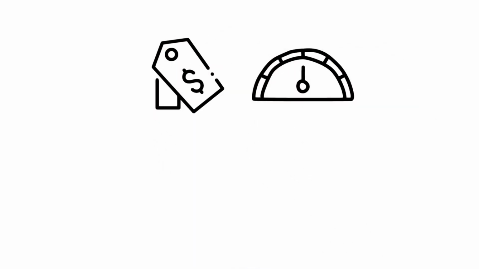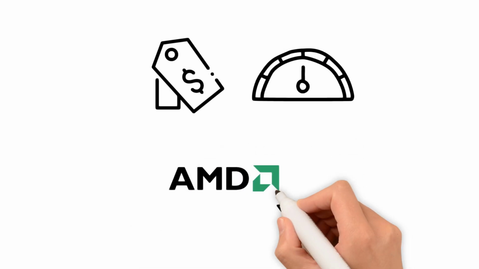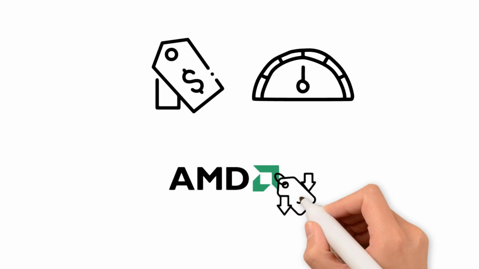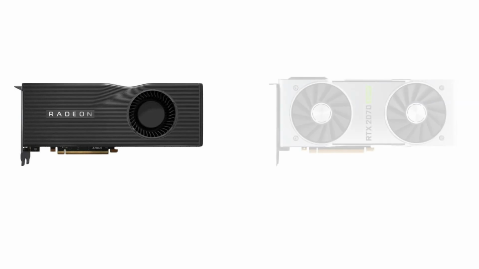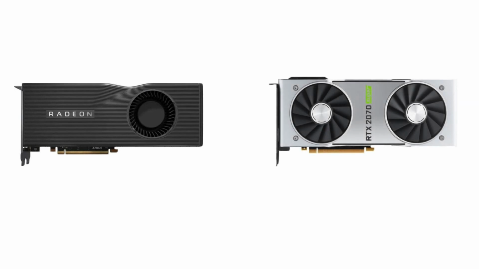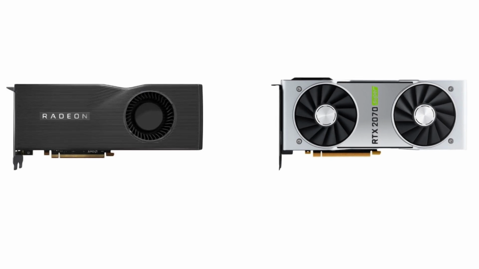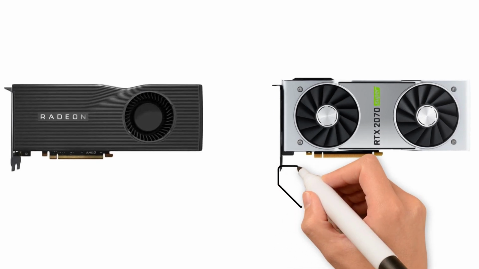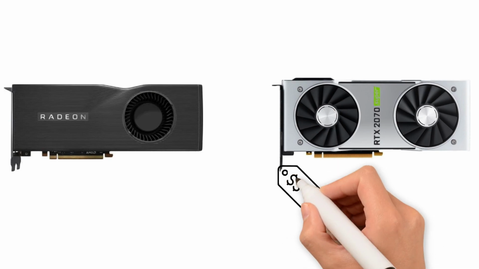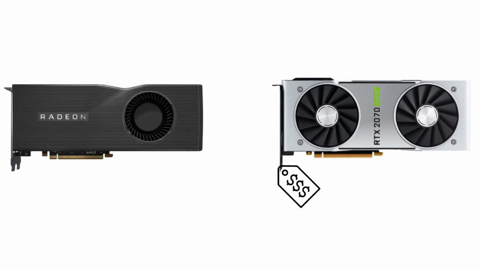Here, AMD takes the lead, as their graphics cards are generally considered cheaper. For instance, if we compare two graphics cards with nearly identical specifications, AMD's Radeon RX 5700 XT and NVIDIA's GeForce RTX 2070 Super, the latter is about one-third more expensive while having almost identical characteristics.